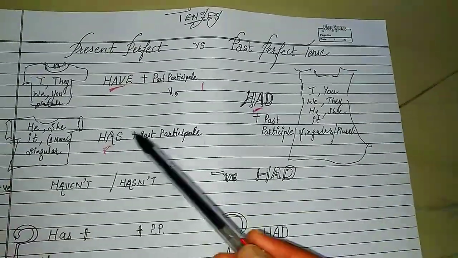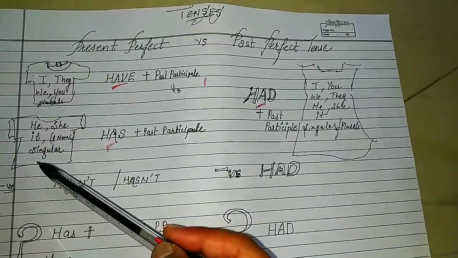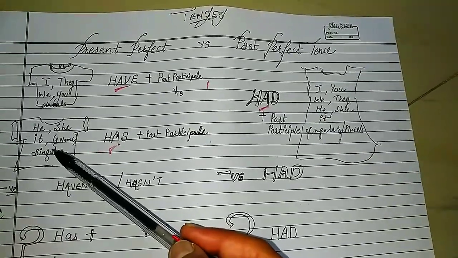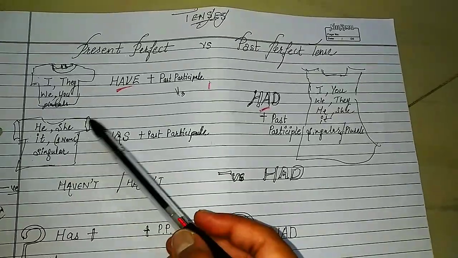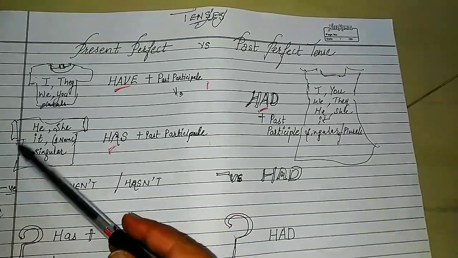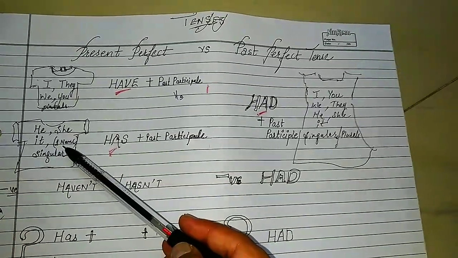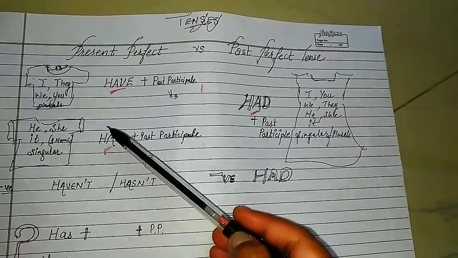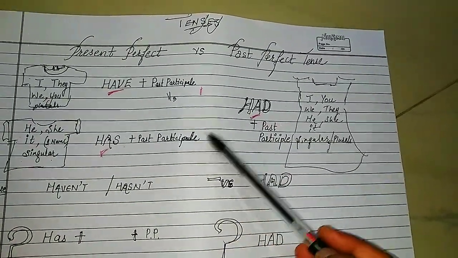Okay, and next is whenever we have the singular subject. Now, what is the subject in a sentence? The subject is the doer of the action in any sentence, or the person whom we are talking about is the subject. Now, whenever we have a singular subject, and they are he, she, it, a name, okay, a proper noun, in singulars, we always use has with the past participle form.